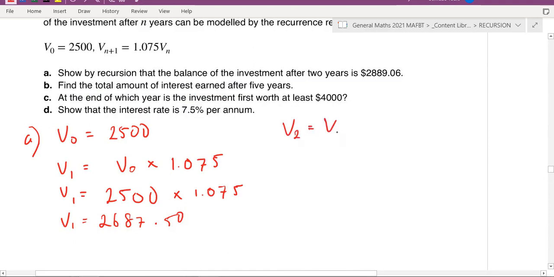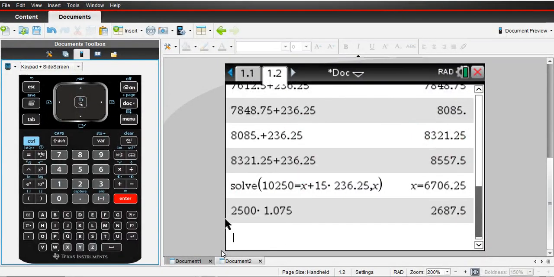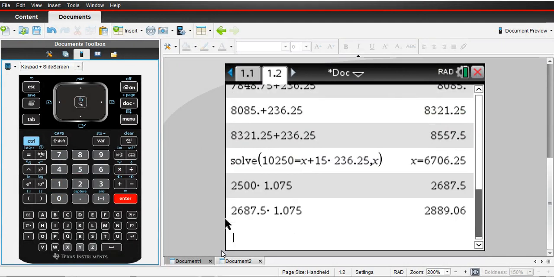V2, same thing. Okay, same procedure. It's just going to be V1 times 1.075. So V2 will be equal to 2687.5 times 1.075. Okay, just multiplying them together. So we're going to get this amount and multiply it by 1.075. So 2889.06.